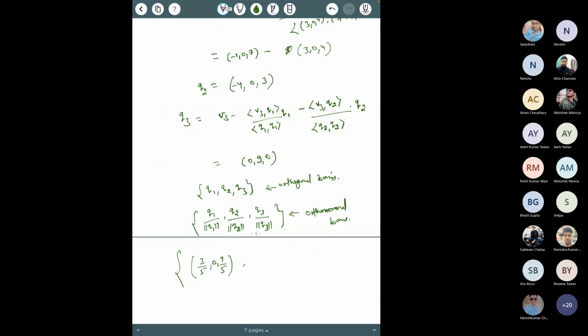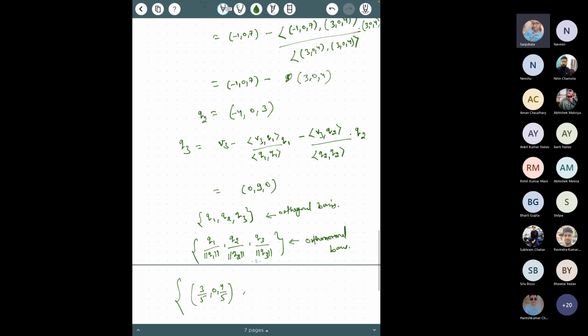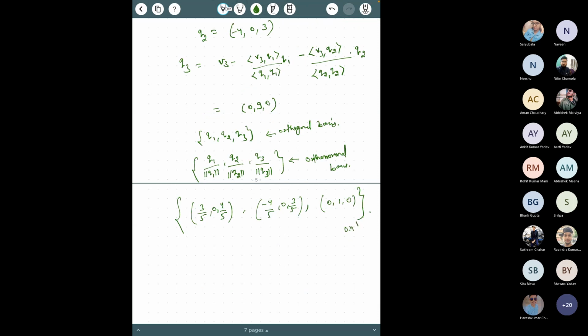Then next, it is (-4/5, 0, 3/5). And similarly for Q3 you can find it is just (0, 1, 0). So this is your orthonormal basis. This is the way you have to find it.